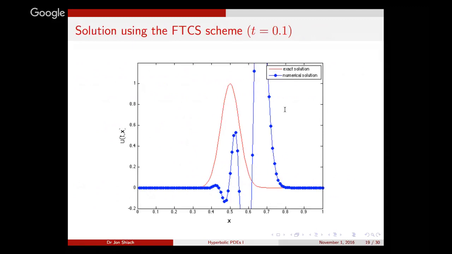Actually, this is what happens after a very short time. We've only gone 1/5 of our solution time. We wanted to go up to 0.5, but I've stopped it after 0.1 because something's not right there. Something's going wrong. Remember, the red line is what we're trying to approximate. We've got the blue line, and it's going a bit bananas.